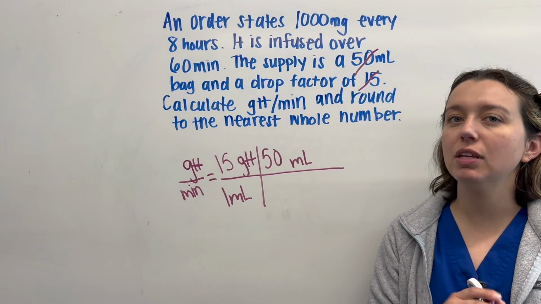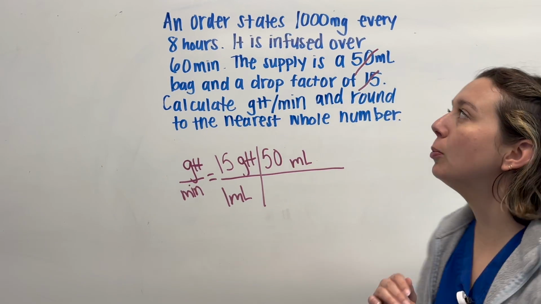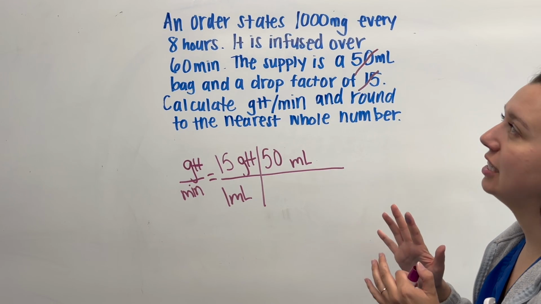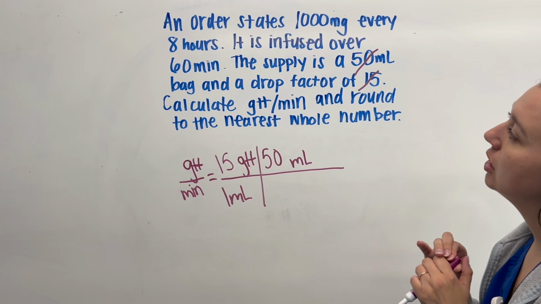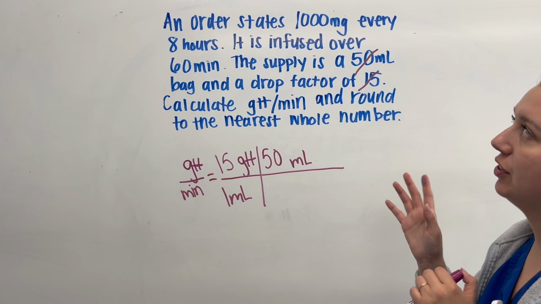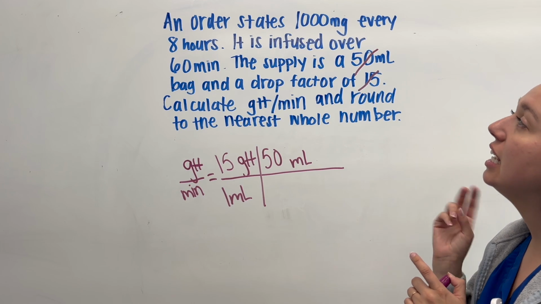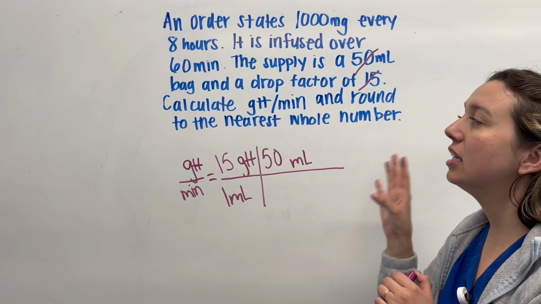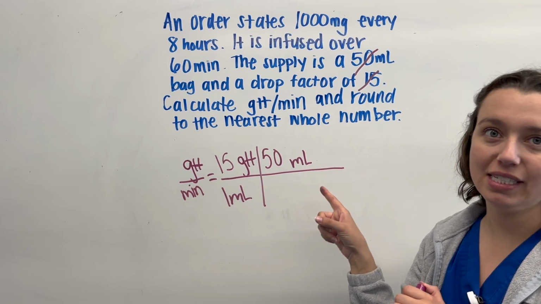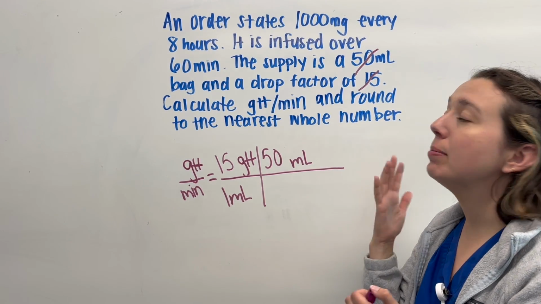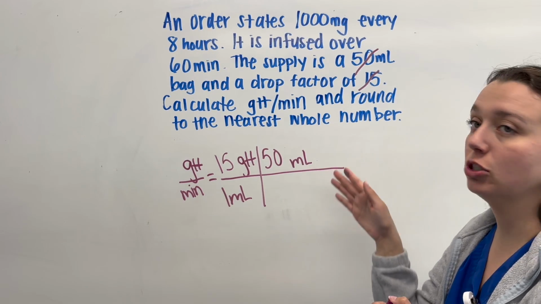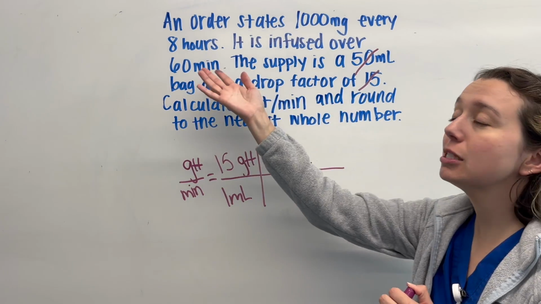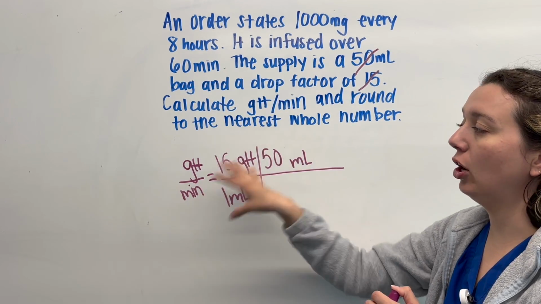Now I have to figure out what 50 milliliters' sister is. This can be a little bit tricky because it's hard to figure out what the sister is for the 50 milliliters. So we have a couple different numbers. We have 1,000 milligrams, 8 hours, and 60 minutes. However, the amount of medication that's given doesn't affect what the drops per minute is. We don't need to know how many milligrams is in the medication to know how much we need to be giving or how long it's gonna take for that to be given. Or how often it's being given doesn't determine what our answer is here.